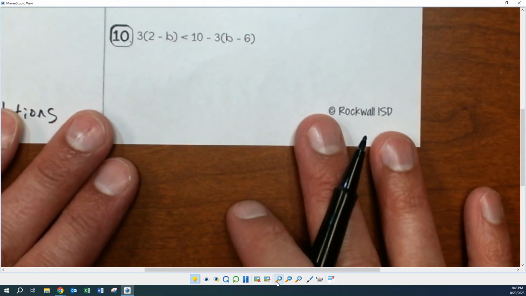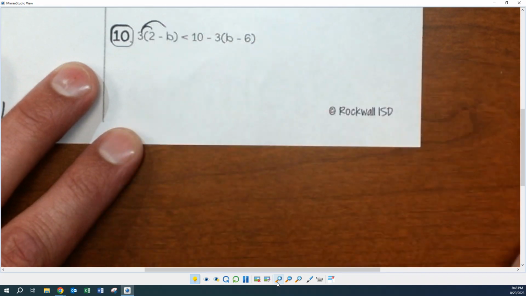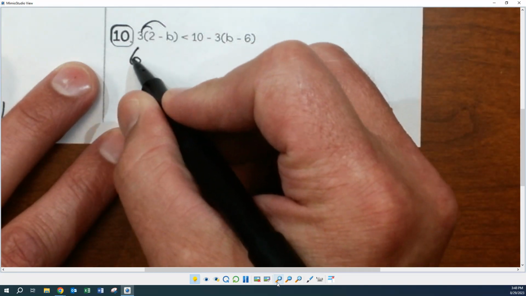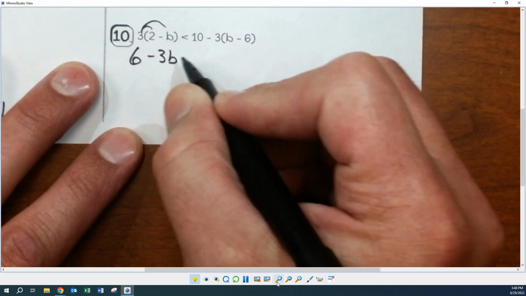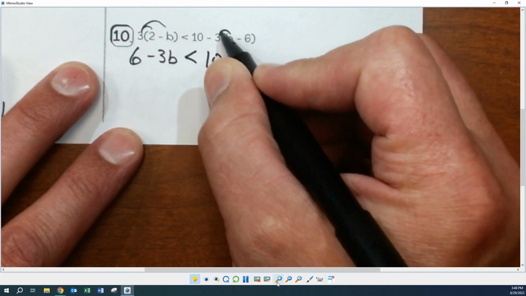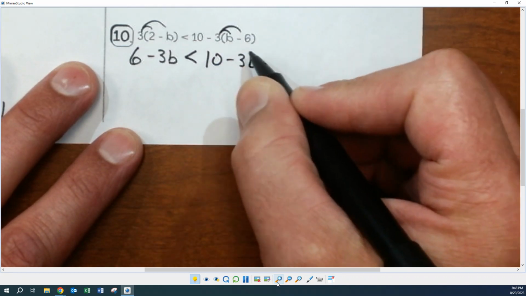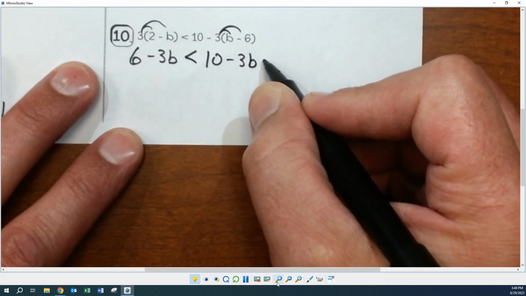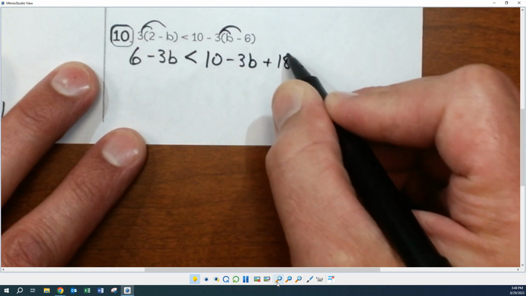My final problem, number 10, I'm going to start by distributing. 3 times 2 is 6. 3 times negative b is negative 3b. Is less than 10. Nothing changes there. I distribute here. Negative 3b. Negative 3 times negative 6 is negative 18. Oh, I'm sorry, positive 18.